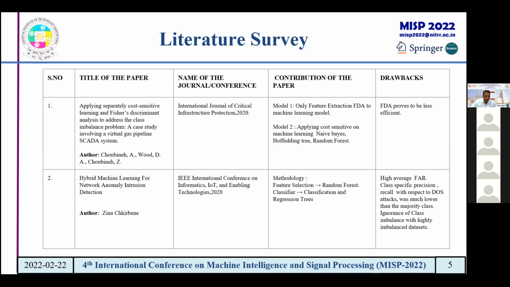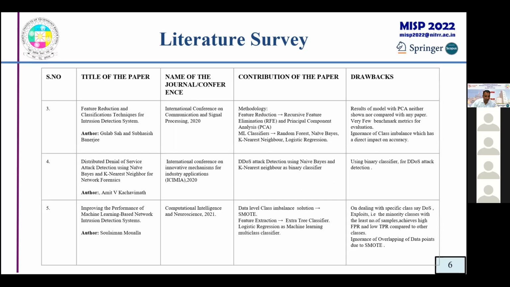The second title of the paper is Hybrid Machine Learning for Network Anomaly Intrusion Detection. The drawback of this paper is it results in a high average false alarm rate. And then the next title of the paper is Feature Reduction and Classification Techniques for Intrusion Detection System. The drawback is the ignorance of class imbalance, which has a direct impact on accuracy.